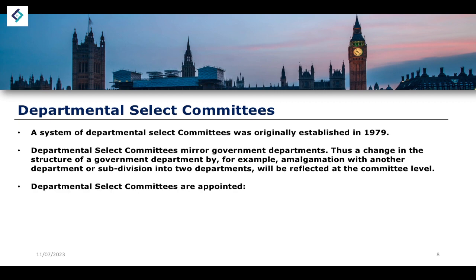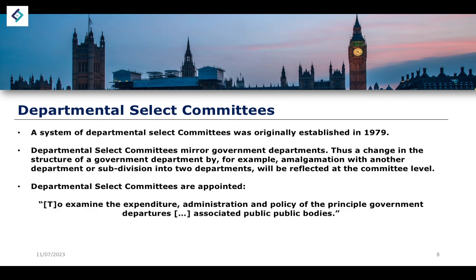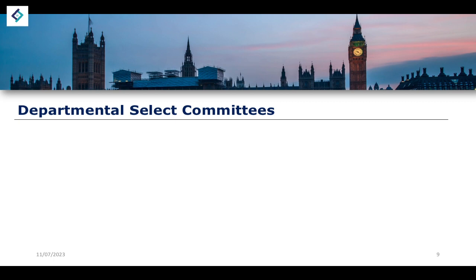So departmental select committees are appointed to, quote, examine the expenditure, administration and policy of the principal government departments, associated public bodies or associated public bodies. Essentially, the aim of the departmental select committees is to scrutinise that particular department in relation to expenditure, administration and policy. This is the case as per Standing Order 152, Part 1.